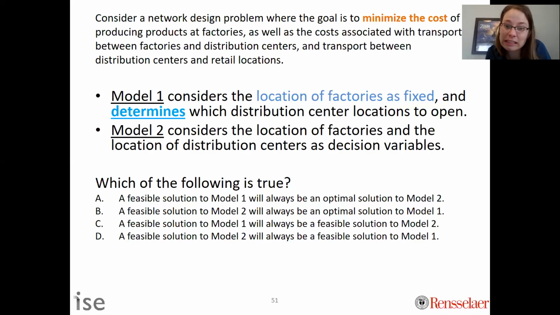So the correct answer is C, that a feasible solution to model 1 will also be a feasible solution to model 2, but it's not necessarily optimal. And why is that? Because in model 2, you could say, I can do better if you let me relax where those factories are located, and I change those, and then I can actually get a better, smaller cost solution. So that's why it's feasible, but not optimal. So the correct answer is C.